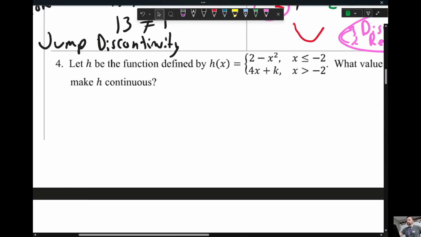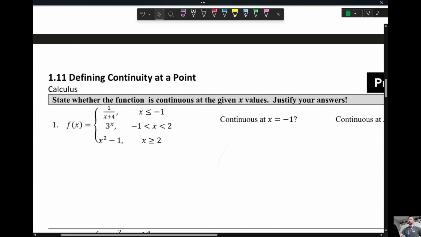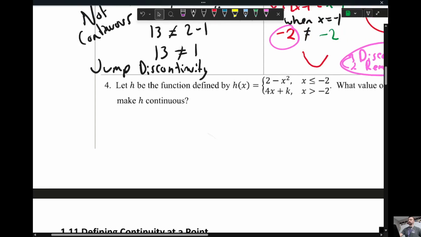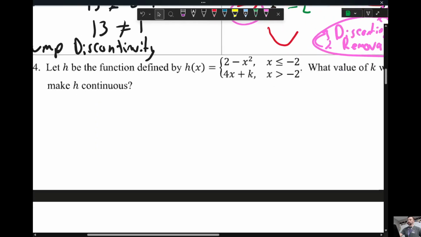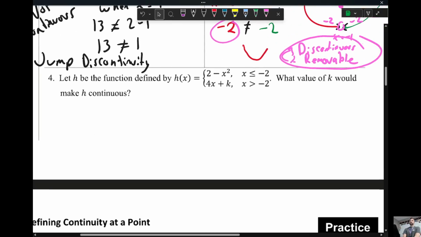Okay, and then question 4, this should be our last example, and then you can start trying these and see how you think about them. Okay, so we've got some function h of x. It's a piecewise function. Part of the piecewise function is 2 minus x squared. Part of it is 4x plus k.